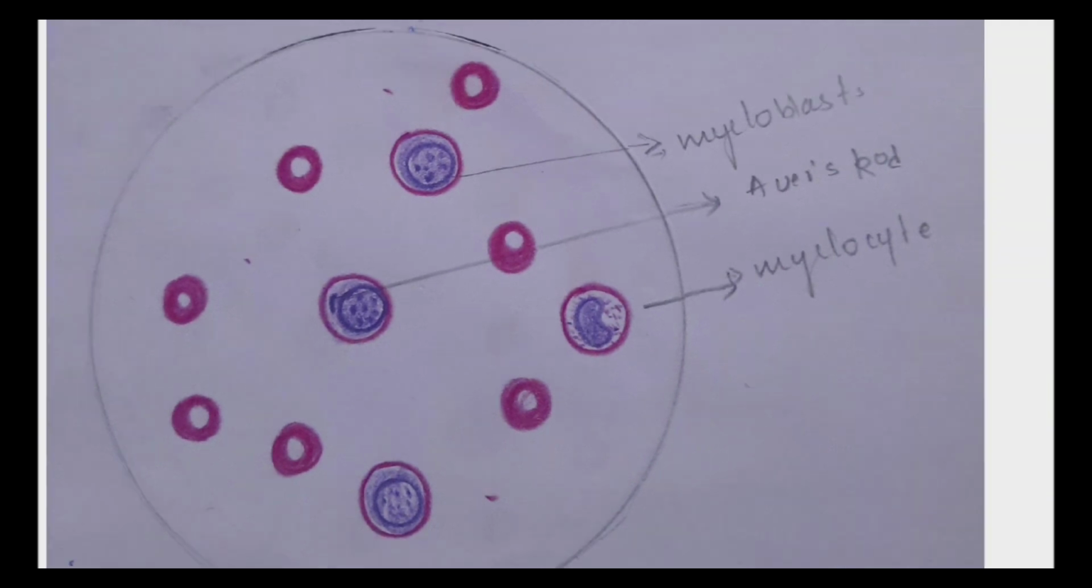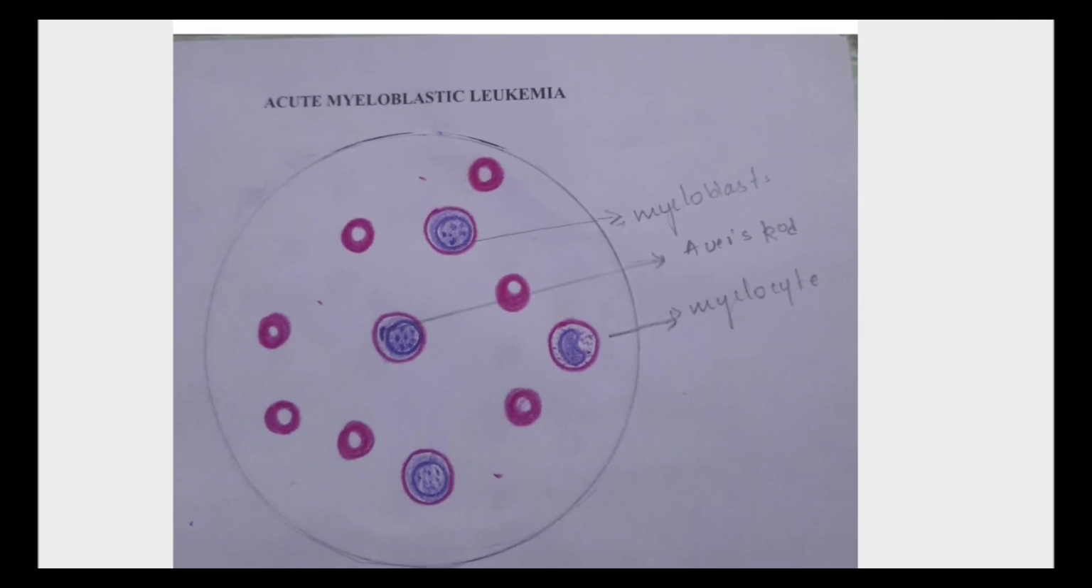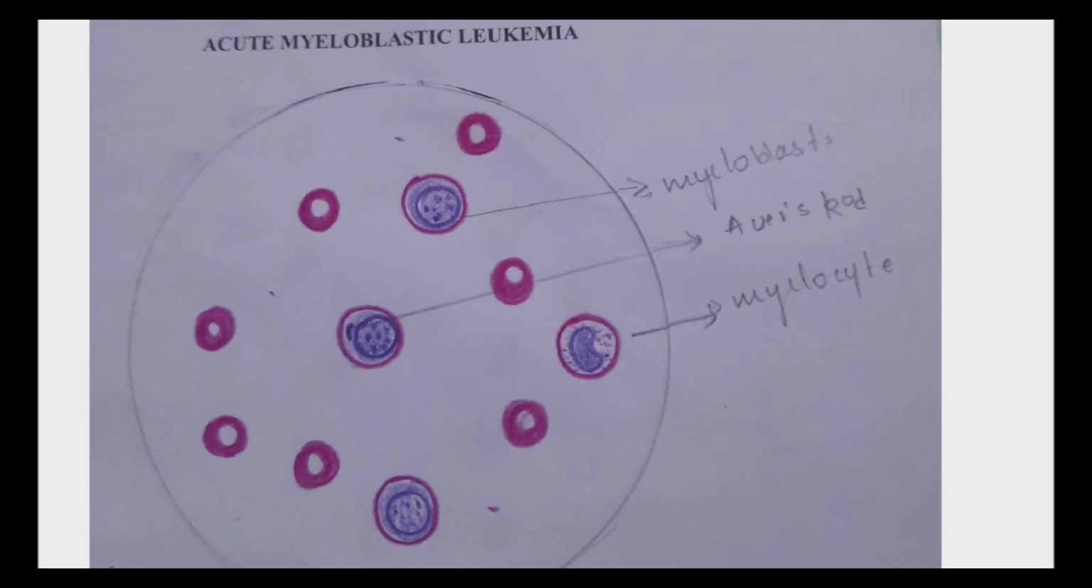This is a pathological diagram. You can see myeloblast cells with Auer rods present. It is a characteristic of acute myeloid leukemia. Auer rods are seen in acute myeloid leukemia, and you can see myeloblast cells and myelocyte.